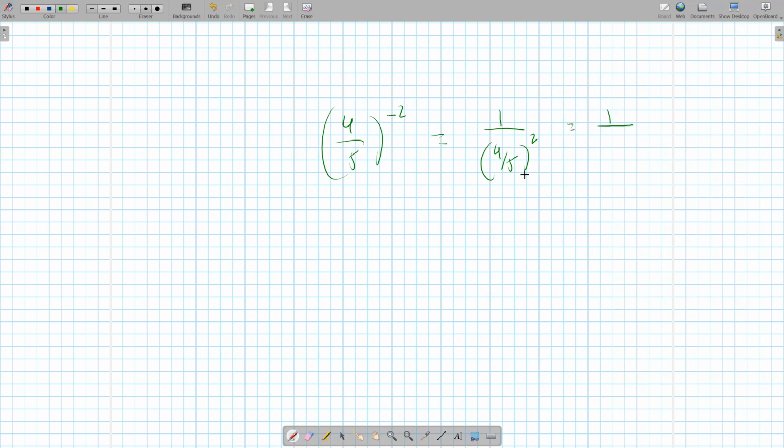What's 4 over 5 squared? 16 over 25. Correct. Okay, now the last question, does the 25 go to the second level or does it go to the top level? The top. Yes, it goes all the way to the top. You get 25 over 16, and that's the final answer.